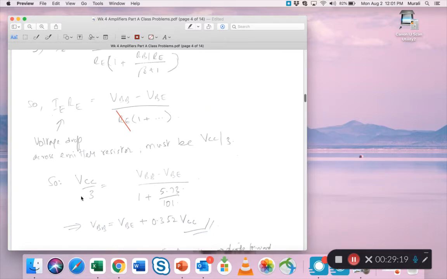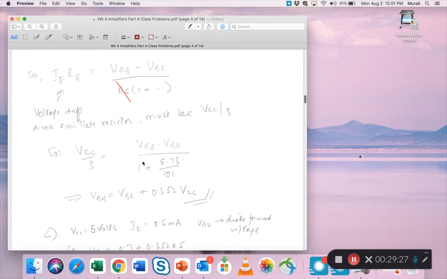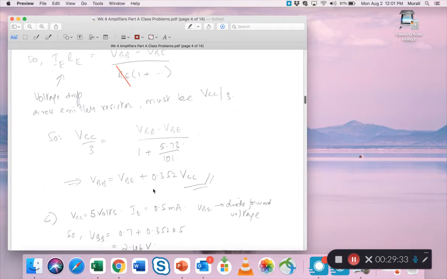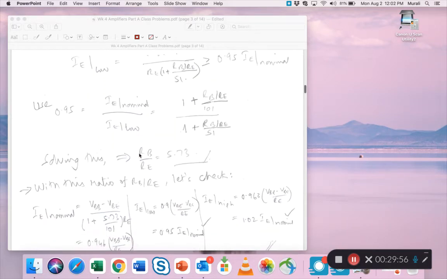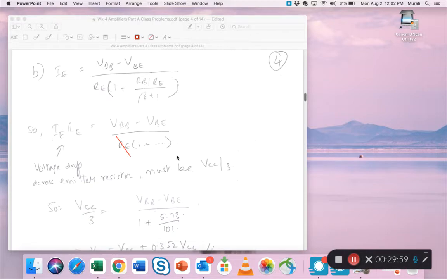Okay. So voltage drop is, and now this voltage drop has to be VCC by 3, right? That's the given condition. So if you simplify that, you get this equation. VBB is VBE plus 0.352 VCC. Okay. So that's part B. Find an expression for the voltage VBB, right? So that is the expression for the voltage. And part A, we needed this RB by RE ratio. We found that to be 5.73. So we've done part A, part B.